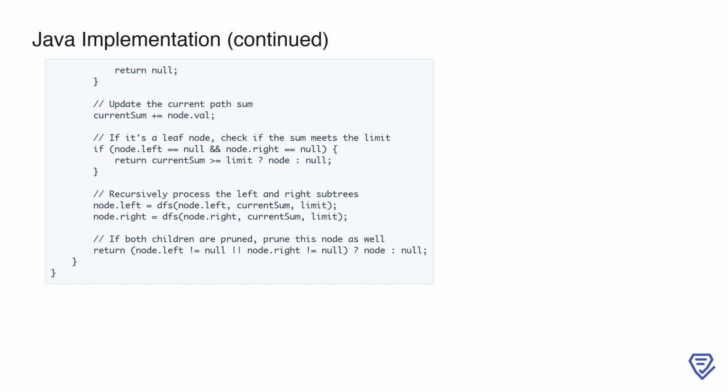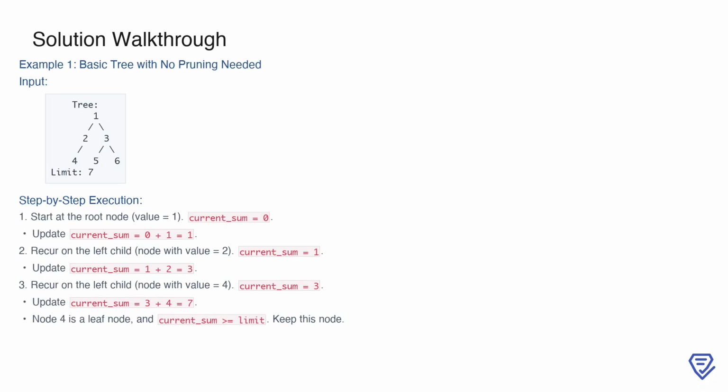After processing the subtrees, we evaluate whether both children have been pruned. If they have, this node is also pruned by returning null. Otherwise, the node is retained, as it has at least one valid child contributing to a path that meets the sum requirement. This logic ensures that only sufficient paths are preserved in the final tree structure. Here, we start with a basic tree where no pruning is needed.